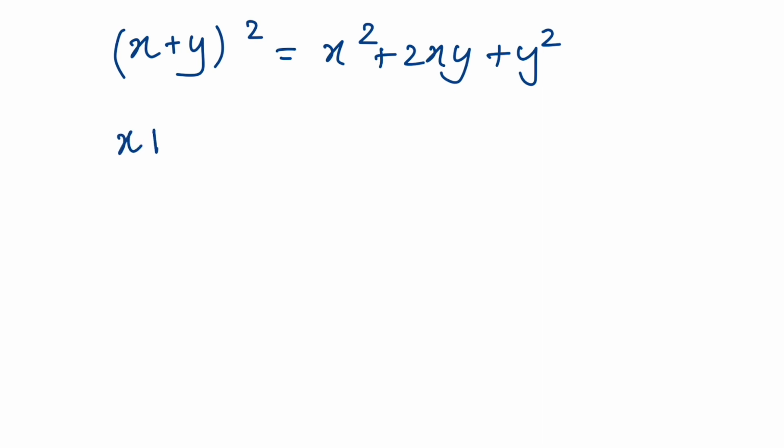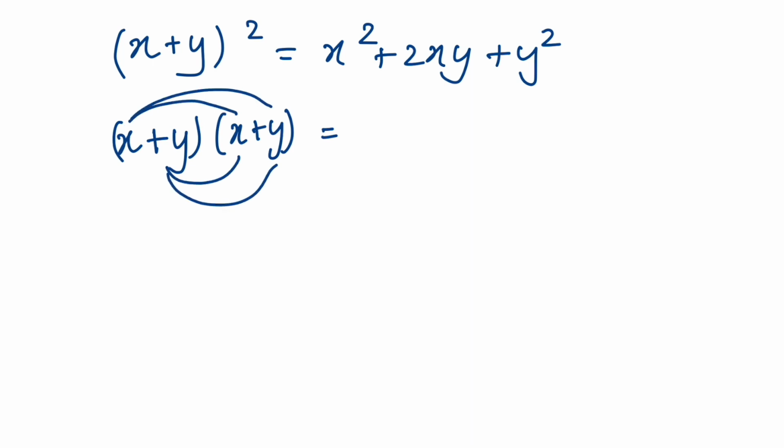How did we do that? Let us take (x plus y) into (x plus y). This is (x plus y) the whole square, right? (x plus y) the whole square is basically (x plus y) into (x plus y). Now if you just multiply these two terms, that is x squared plus xy plus yx plus y squared. This is what we get, and xy is basically equal to yx. 1 into 2 is 2 and 2 into 1 is 2. The order doesn't really matter in multiplication and addition.